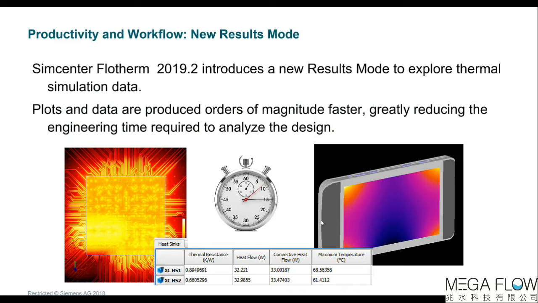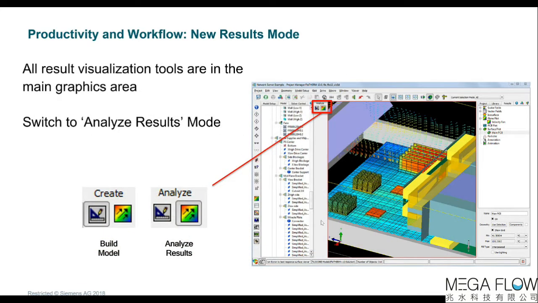So the first feature I'd like to introduce in this section is a new results mode. And this is by far the biggest change you'll notice when you install Simcenter Flotherm 2019.2. In previous versions of Flotherm, there was a module called the Visual Editor that contained all post-processing functionality. That has been removed in this release and replaced with this new results mode. One of the key things about this new results mode is that it is capable of creating plots and data orders of magnitude faster than in previous versions, which greatly reduces the amount of time you need to spend in the software to analyze your design.